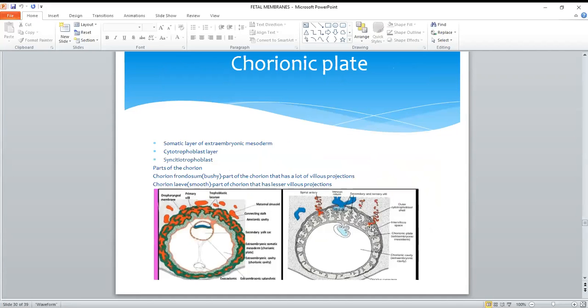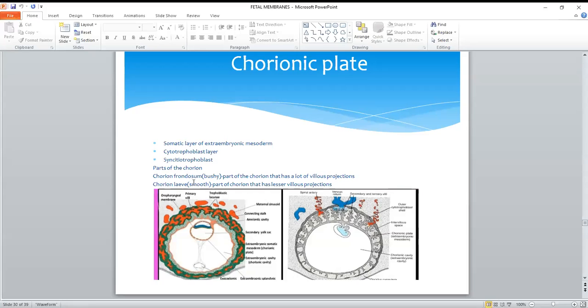Okay, now to the second last. So we have the chorionic plate. The chorionic plate consists of these three things. We have the somatic layer of the extraembryonic mesoderm, somewhere here. This one here, I'm not sure about this color, is it brown? And then you have the syncytiotrophoblast and the cytotrophoblast. So this is the chorionic plate.